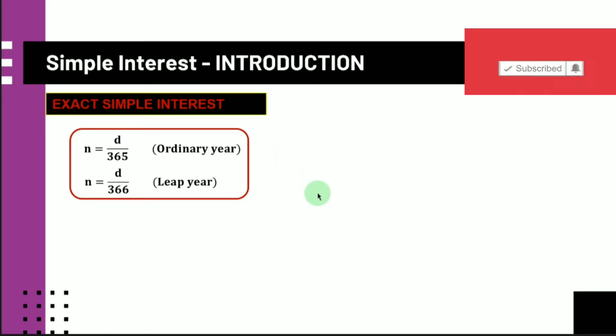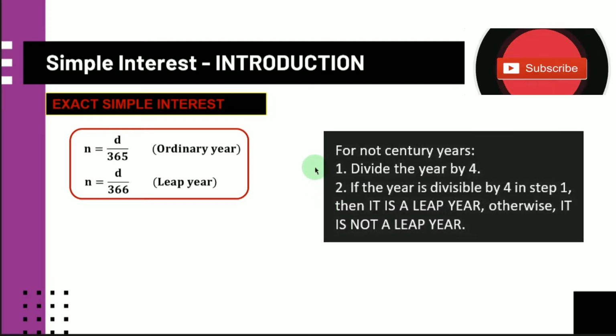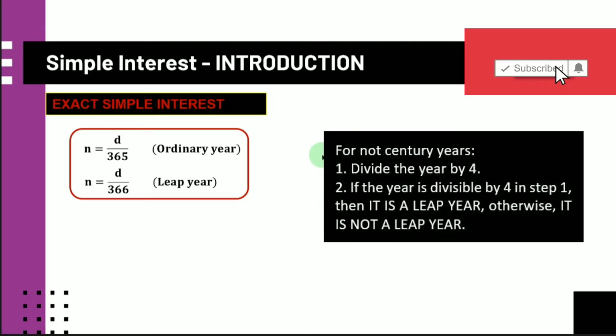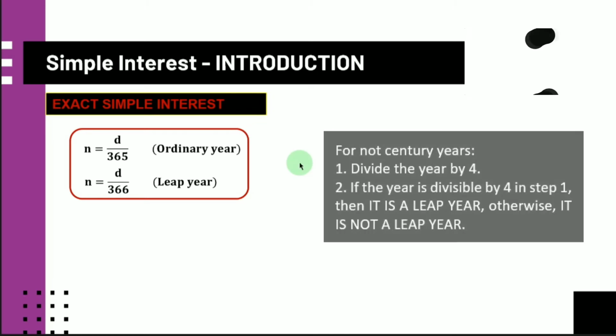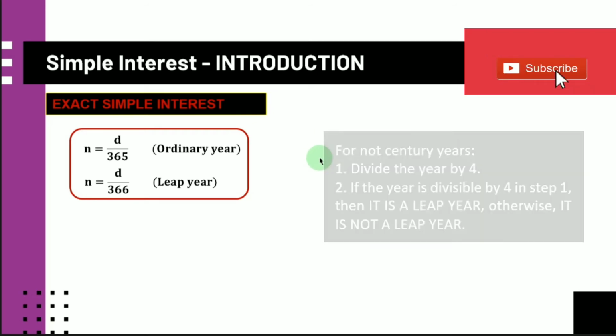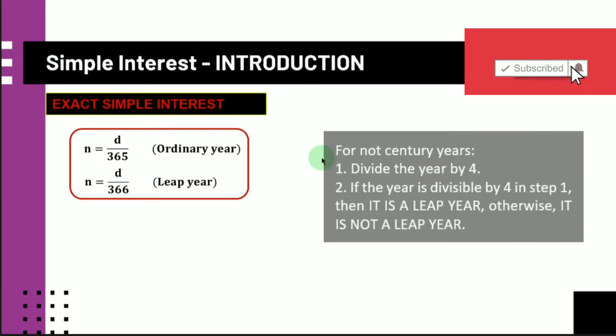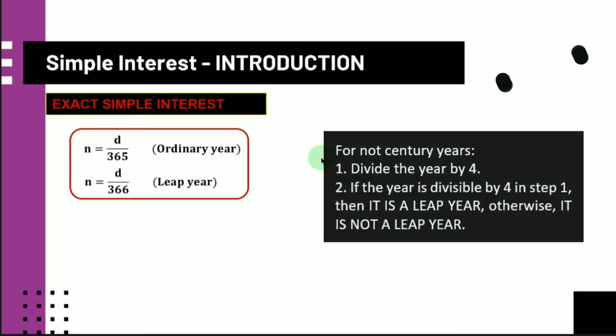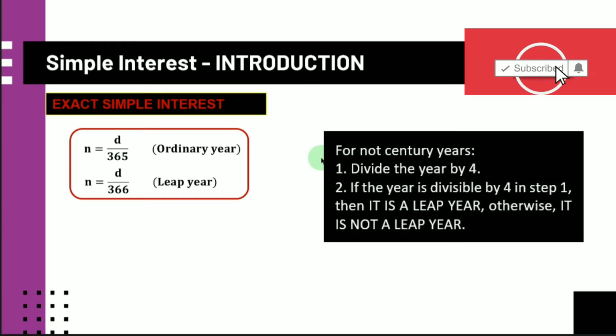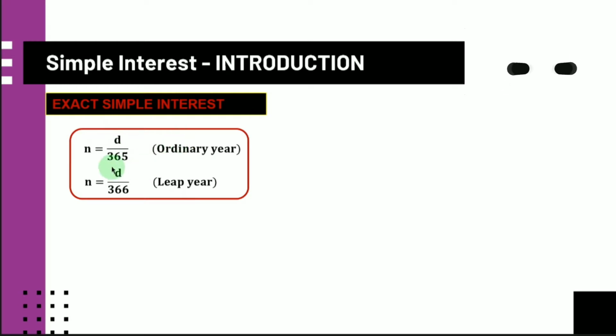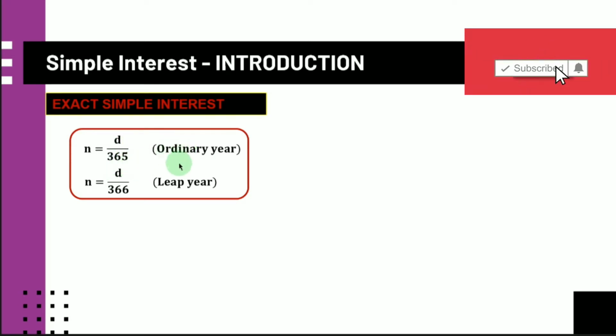If you are dealing with a year which is not a century year, you need to follow only two steps. You divide the given year by 4, and if it is divisible by 4, it is a leap year, otherwise it is an ordinary year. So don't forget to use this value of n equal to d over 365 for an ordinary year and d over 366 for a leap year.